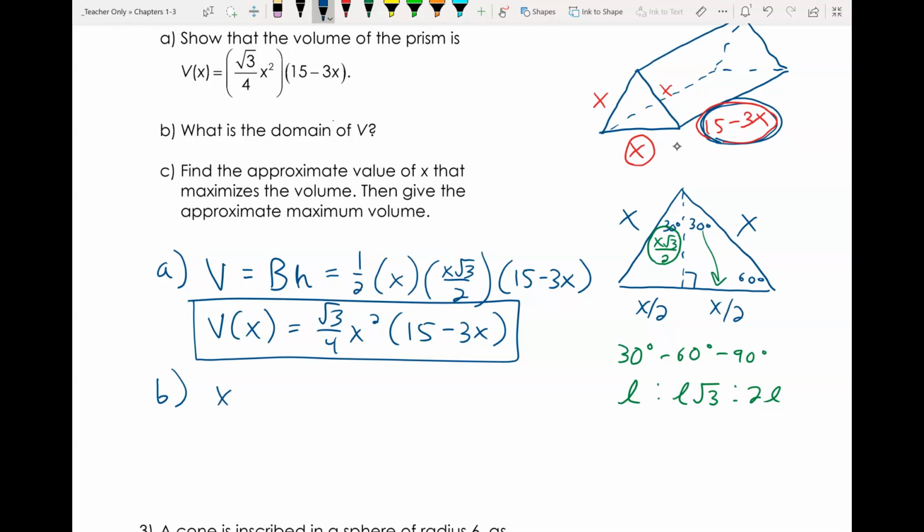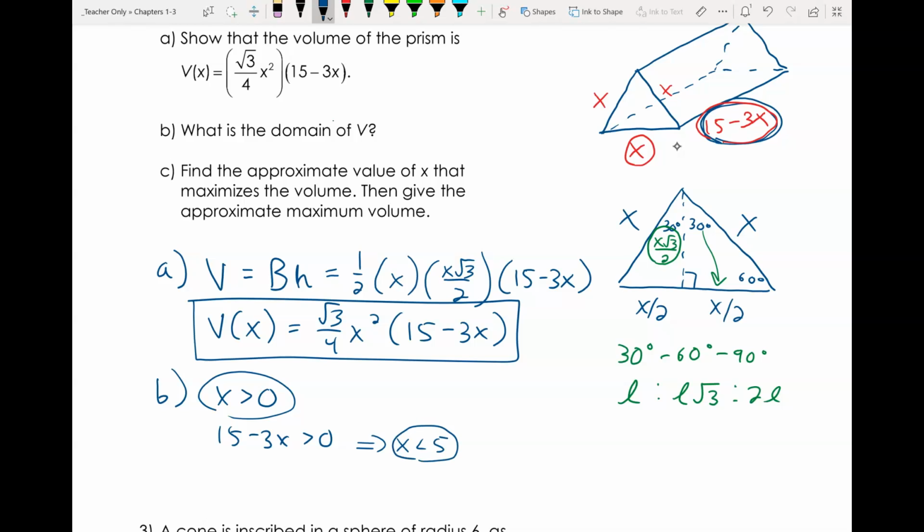So I need x to be positive. I need 15 minus 3x to be positive. All right, that's already taken care of. Here, if I move the 3x over and divide, I get that x has to be less than 5.